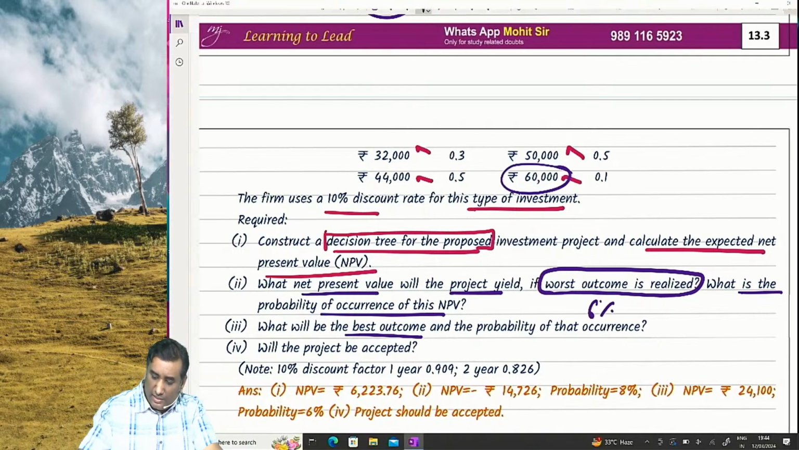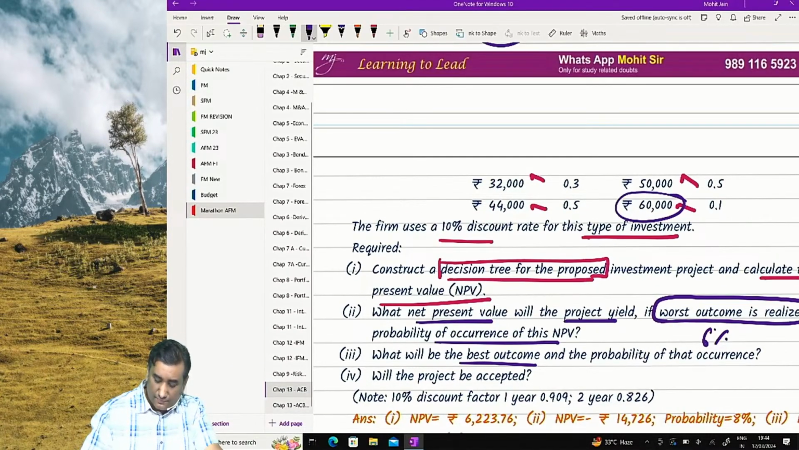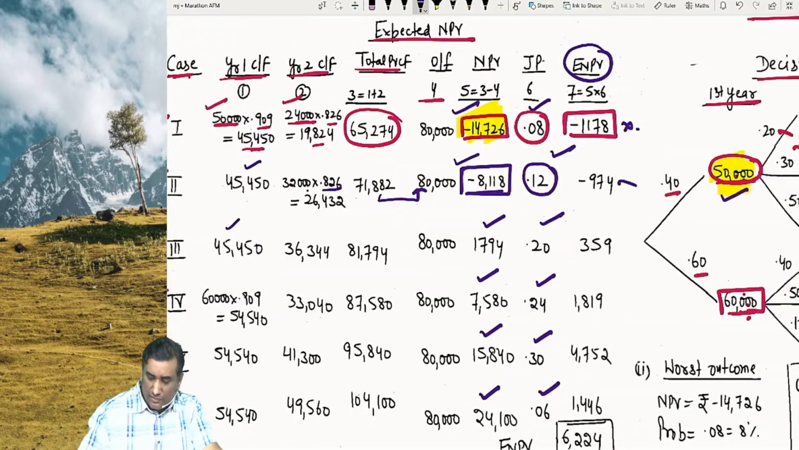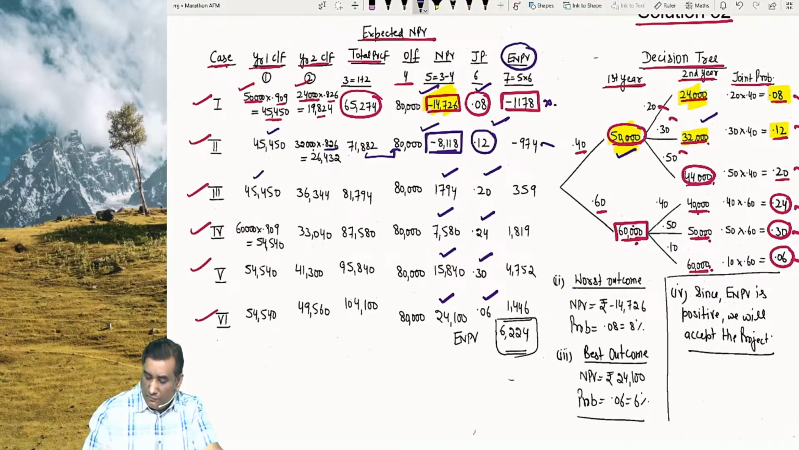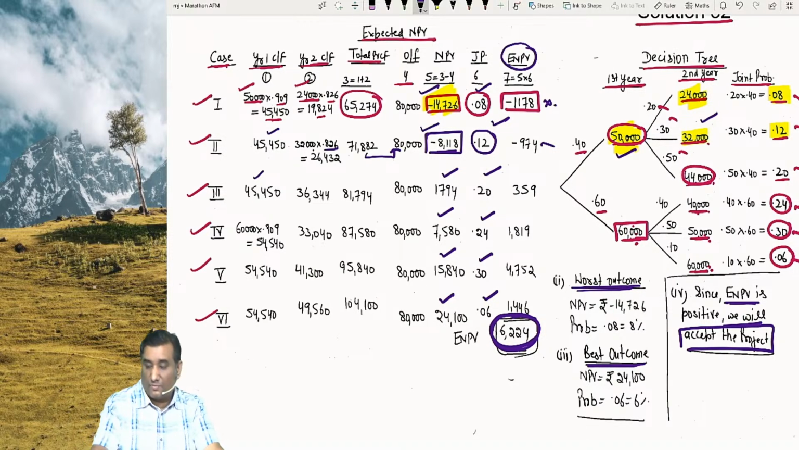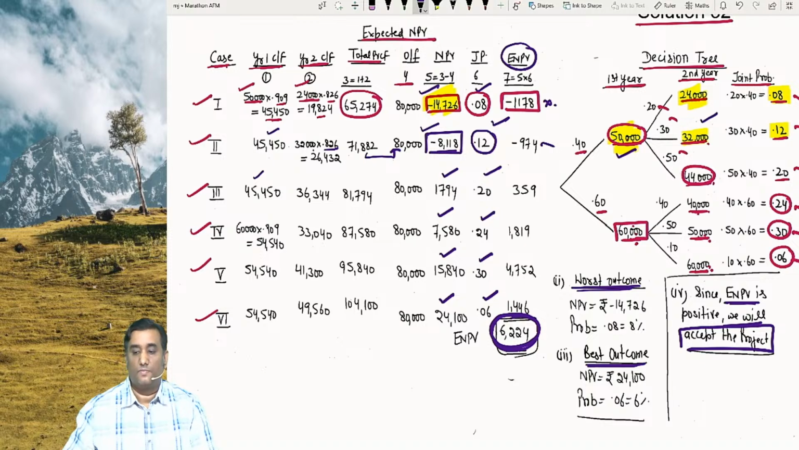Now if you want, you can quickly cross check the numbers, please. Quickly cross check all the numbers. I have given the answers on the one slide only. Worst outcome, best outcome, and since ENPV, we take decision on this expected NPV. Since expected NPV is positive, we will accept the project. Quickly check the answers, please.